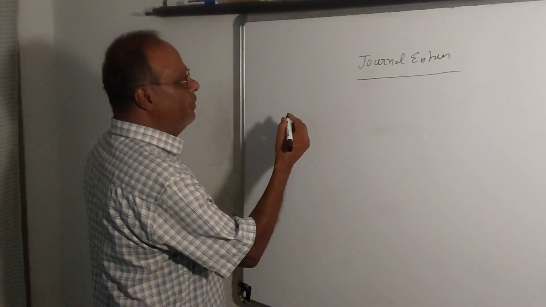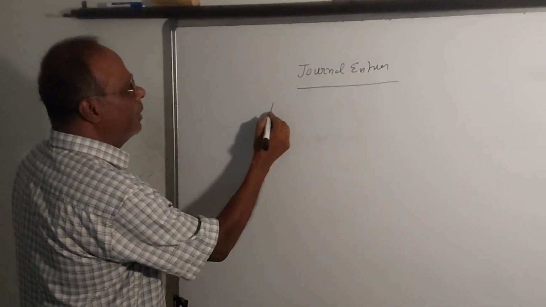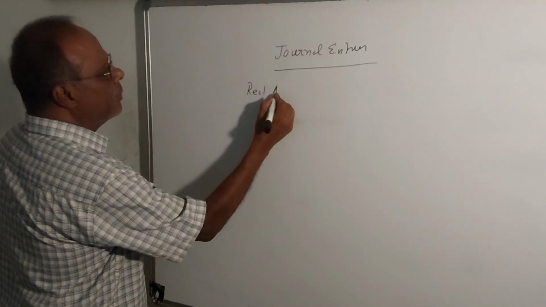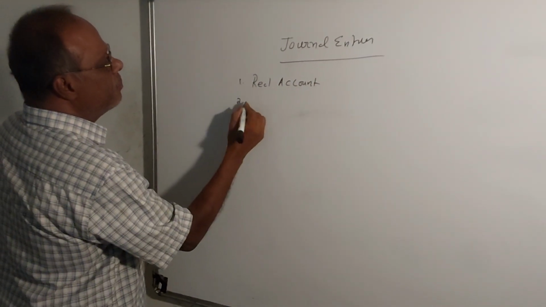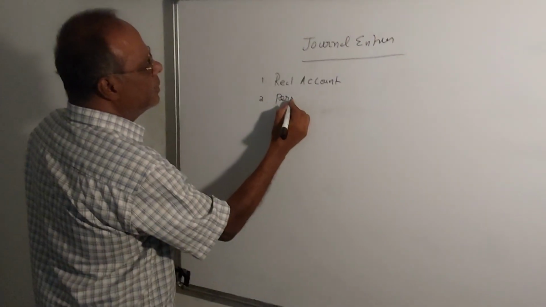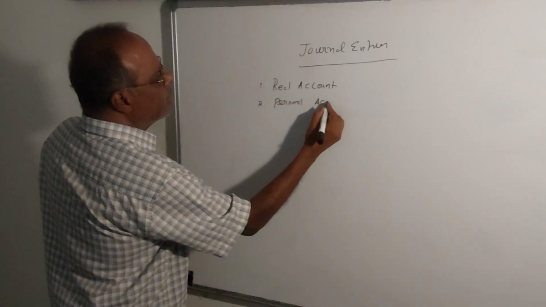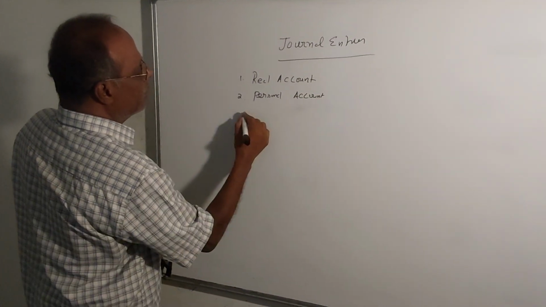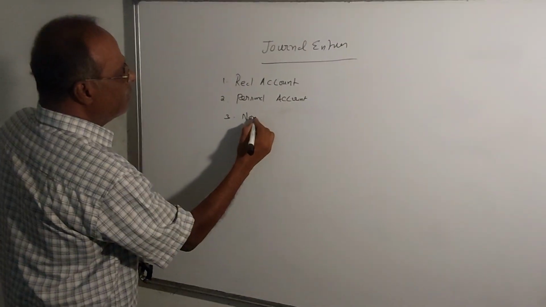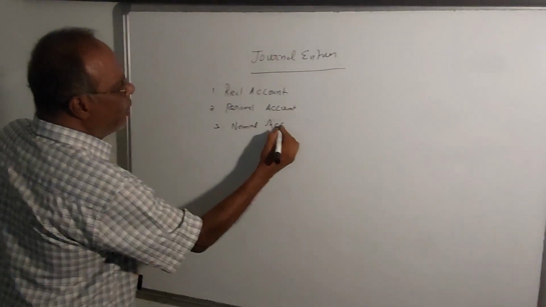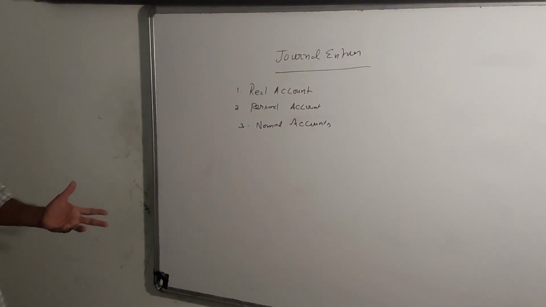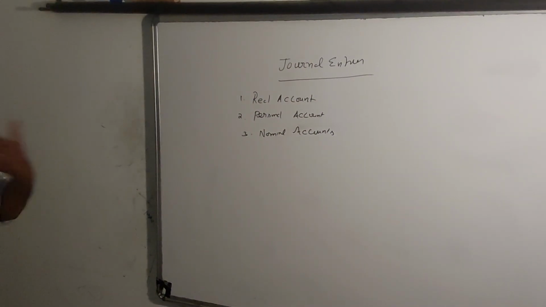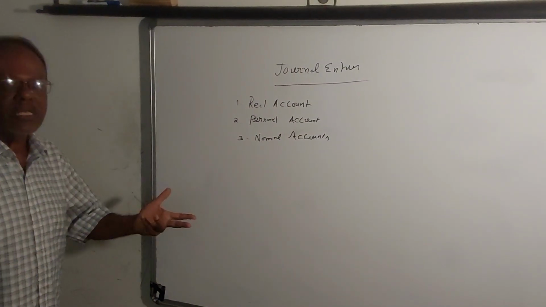In accounting, how many types of accounts are available? One is real account, another one is personal account, another one is nominal account. Why am I teaching these accounts? Because if you know accounts, you can easily find them in the transaction. Otherwise, it's very tough for you to understand these journal entries.